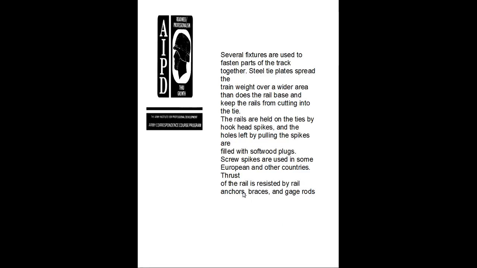They must be insulated. Several fixtures are used to fasten parts of the track together. The steel tie plates spread the train weight over a wide area, so that the rail base does not cut into the tie, and keep the rails from cutting into the tie. The rails are held and the ties hold.